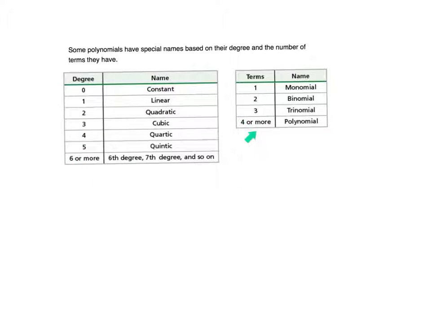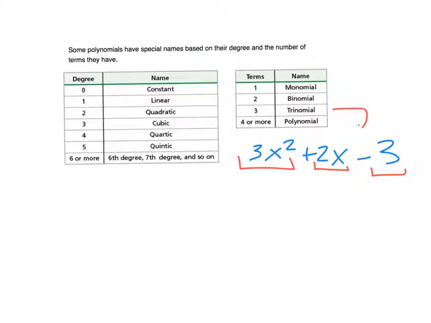You can finish reading these. And then the amount of terms. So the terms are the things separated by plus or minus. So if I write out 3x squared plus 2x minus 3, let's count how many terms we have. 1, 2, 3. 3 monomials basically in that polynomial. And so this would be considered a trinomial because there's 3 terms.